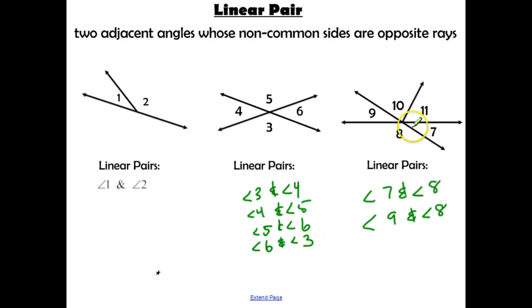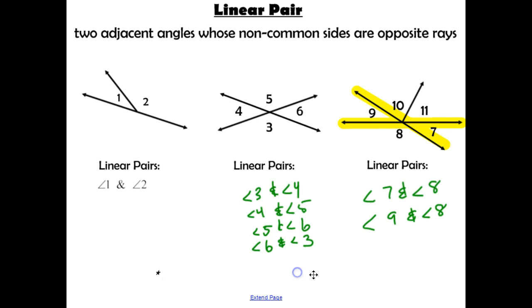Now in this diagram, we have angles 7 and 8, which are along this line. Now I need you to be careful, because you might think that angles 9, 10, and 11 are also a linear pair. However, that word pair implies two. So you don't ever want to talk about three angles being a pair. That doesn't really make sense. So it's just the two angles on this side that are a linear pair. Likewise, we have angle 9 and 8 making a linear pair, and we do not include 10, 11, and 7. Okay?